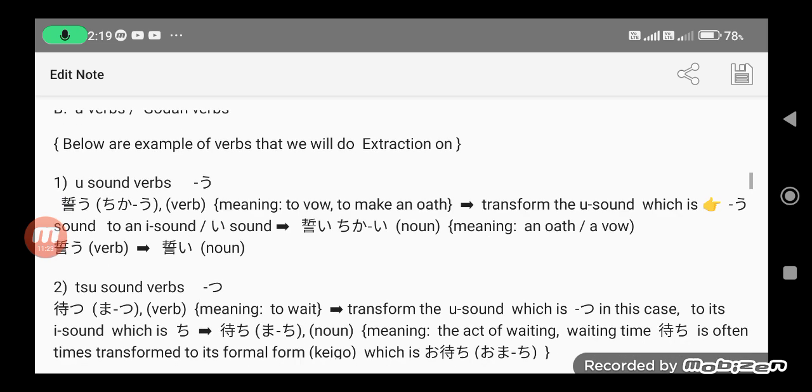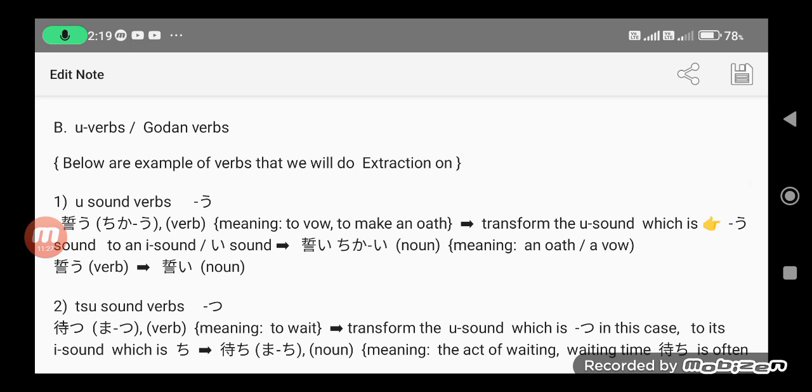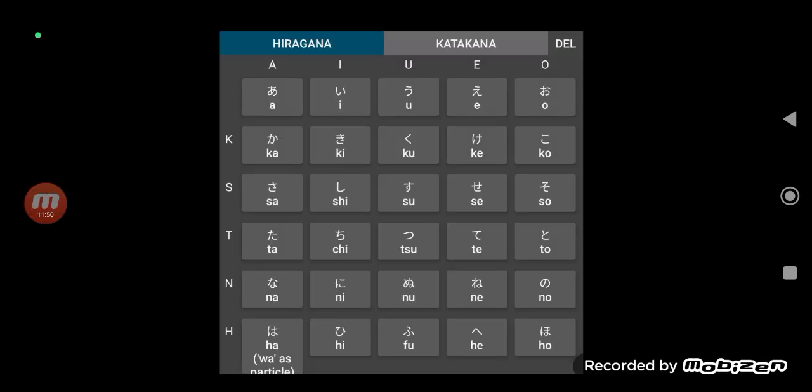Before we take into the nitty-gritty of this extraction of stems for Godan verbs, we need first to learn about the gojuon. Do you remember the gojuon, or the chart, the table for the hiragana? Let us check. Okay, let us recall our lessons in kana writing, hiragana and katakana. Do you notice the leftmost column, K, S, T, and H? So let us read it from left to right.